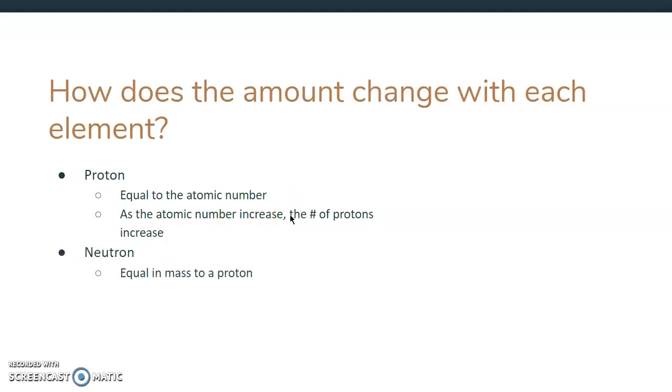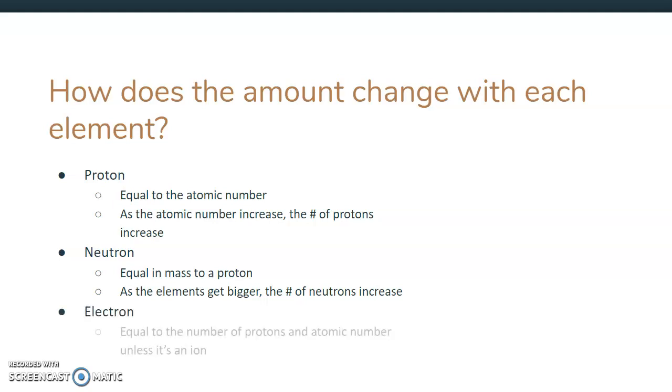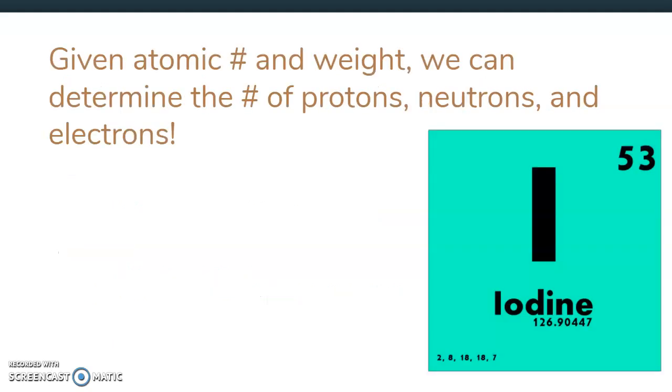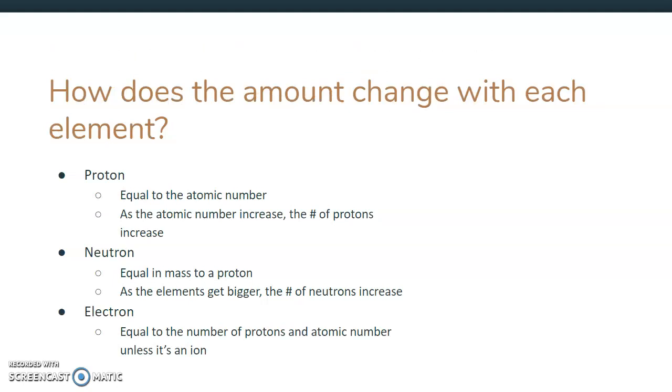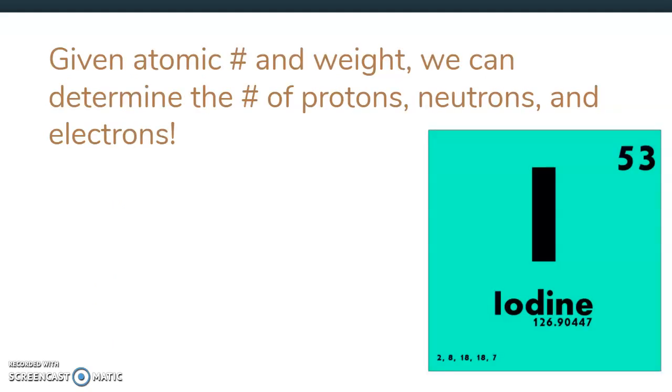Then we have our neutrons, which again are equal in mass to our protons. And as the atomic number increases, the elements get bigger, and the number of neutrons increases. It gets heavier. Then we have our electrons, which are equal to the number of protons and the atomic number, unless it's an ion. So we will talk about ions a little bit later, but for now we have neutrally charged atoms. So for every positively charged proton we have, we have a negatively charged electron.